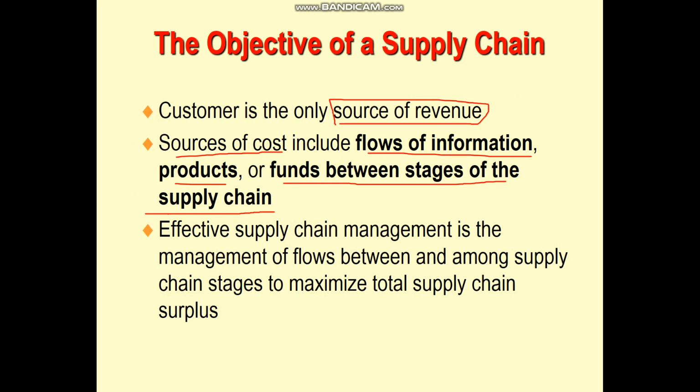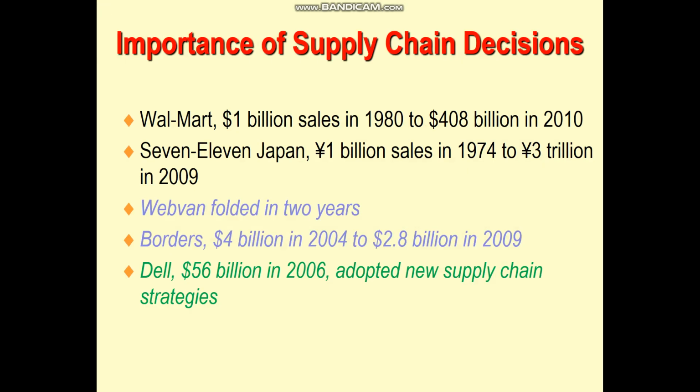So effective supply chain management is the management of the flows between and among supply chain stages to maximize the total supply chain surplus. I will give you some examples so that you will know how important it is to make the supply chain decision.